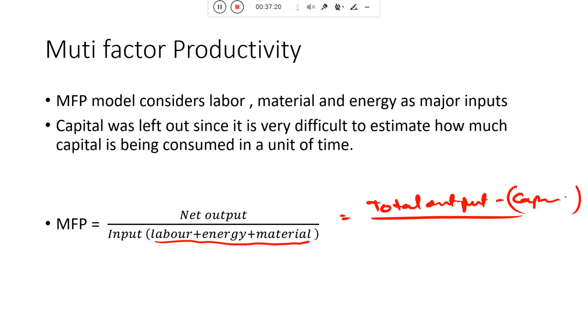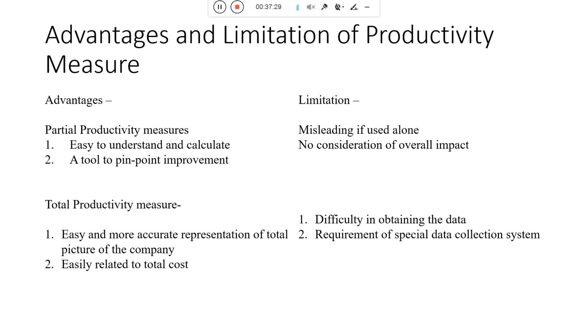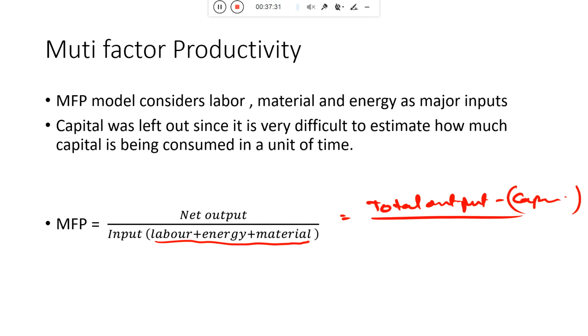I leave it to you to try to calculate the multi-factor productivity of that particular numerical. I will share the file on your classroom. So these are some of the measurement methods given here.